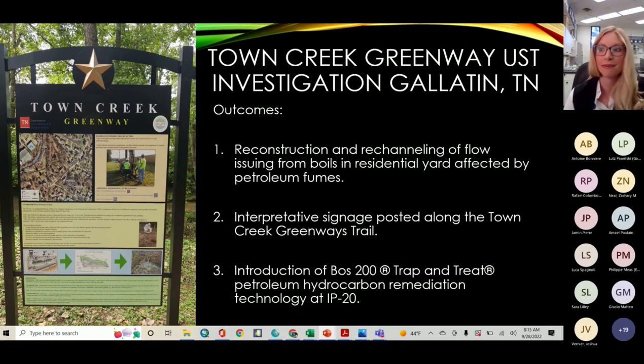So this turned out to have a pretty happy ending. The issues at the residential properties were resolved, and I'll show you guys some examples of that in the next slide. There was interpretive signage placed along the Greenways Trail near some of the impacted sinks. And so this educated the community about the vulnerability of karst environments and karst groundwater to contamination, and it also provided a record of the remediation efforts. And finally, the BOSS trap and treat hydrocarbon remediation material was injected into IP20, and that remediation is still underway.